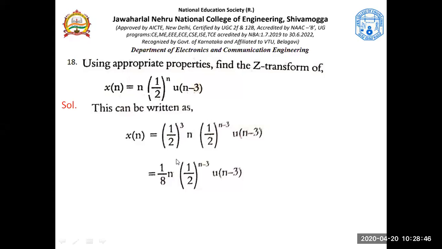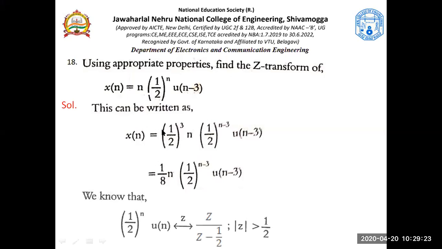Now what is the standard signal that you will see? U of n is a basic signal, but there is another basic signal that you need to catch hold of, and from there we need to build the solution. Which is the standard signal? This is (1/2)^n u of n, the positive time exponential. Understand? Now let's start from there.